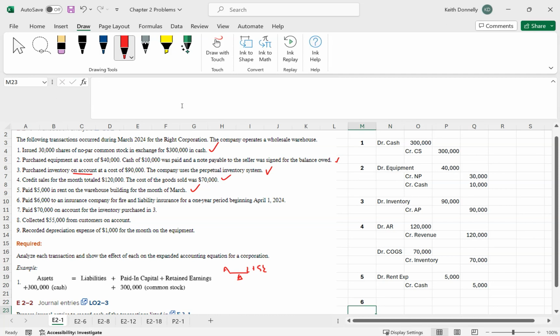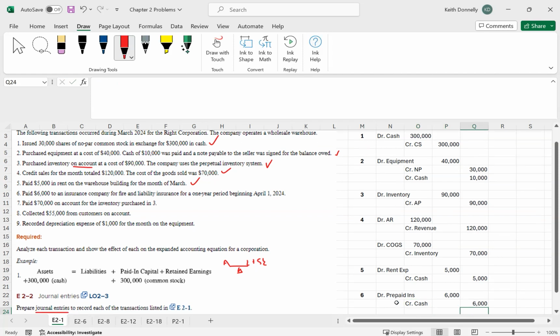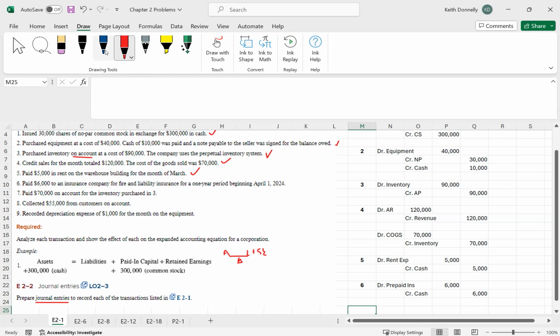Let's check out 6. Six says we paid $6,000 to an insurance company for fire and liability insurance for a 1-year period beginning April 1st. So what are we doing here in 6? We prepaid our insurance. That's a prepaid expense, sometimes called a prepaid asset. So we're going to debit prepaid insurance $6,000, credit cash $6,000. That's great, we can put the check mark on 6.